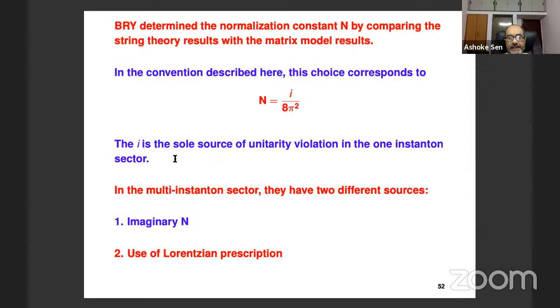Because as we saw, if we take n to be real, then there is no unitarity violation in the 1-instanton sector. When you go to multi-instanton sector, in 2-dimensional string theory, they have 2 different sources of unitarity violation. One is that they have chosen the n to be imaginary. And the second source is that they have used Lorentzian prescription for carrying out the contour integral over the D-instanton positions.